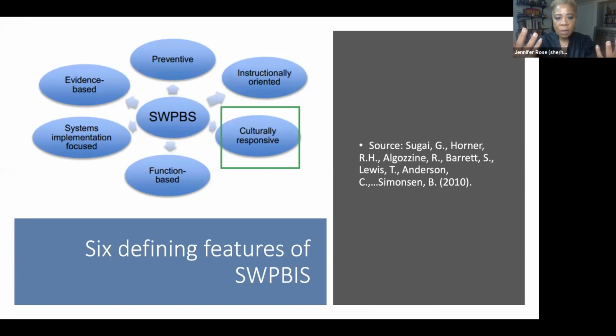So again, why are we talking about cultural responsiveness? When we think about school-wide PBIS, cultural responsiveness is one of the key elements of school-wide PBIS, meaning that how PBIS implementation looks in your school or district is going to look vastly different than another school and district because of all of the different factors that make your particular school or district different. And that is all rooted in the culture of your district. Even if it's homogeneous in terms of race and ethnicity, every school, every district has its own culture.